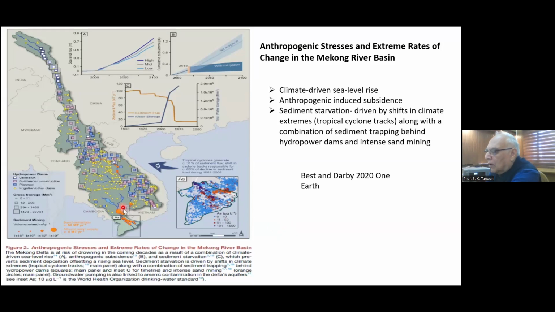This is an example of the previous slide, a live example, where the Mekong Delta in countries like Vietnam, Cambodia, etc., are going to be impacted very strongly. And so all the budgetary requirements are shown over there. I'll not go into the details, but this is about climate-driven sea level rise. It's about anthropogenic-induced subsidence. It is about sediment starvation driven by shifts in climate extremes. Both climate is impacting it, along with a combination of sediment trapping behind hydropower dams and intense sand mining.